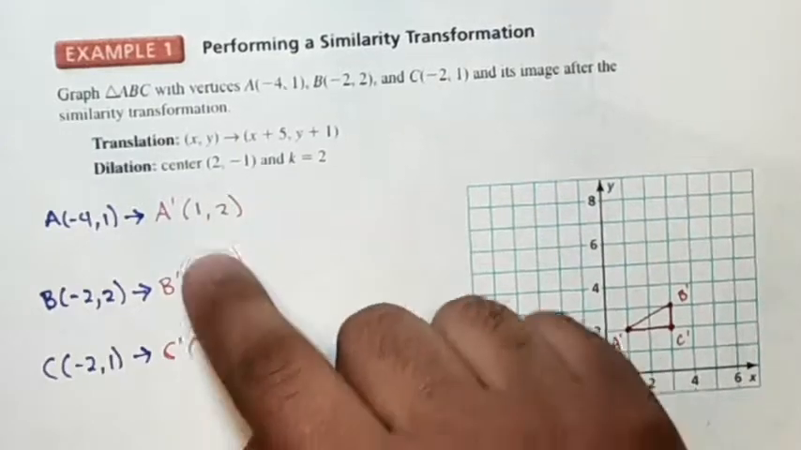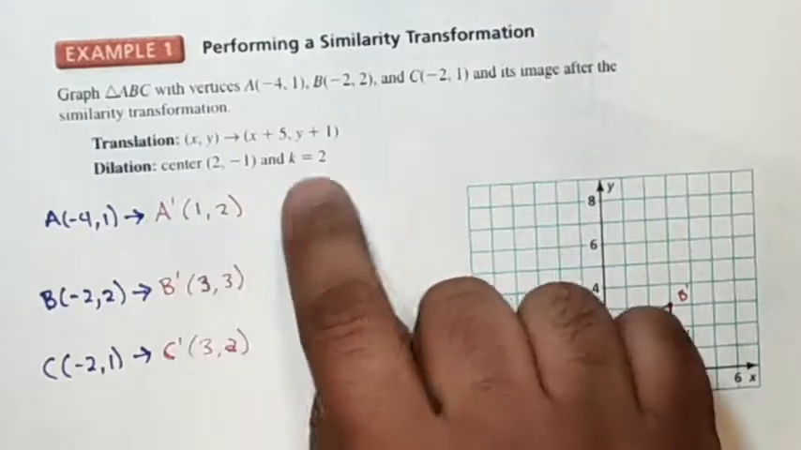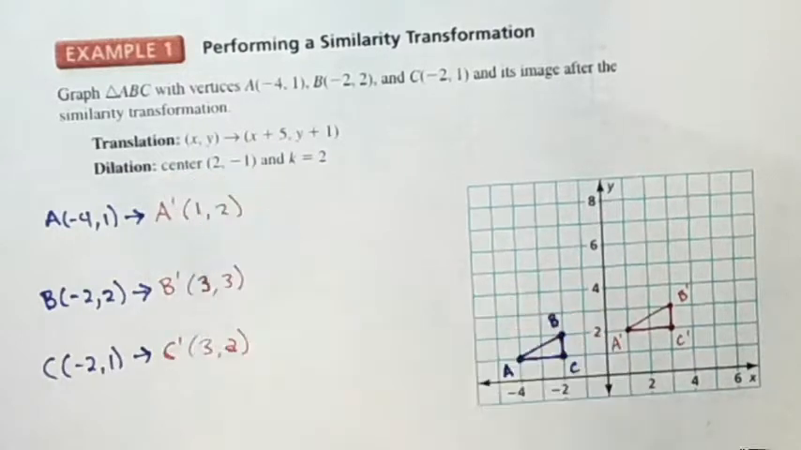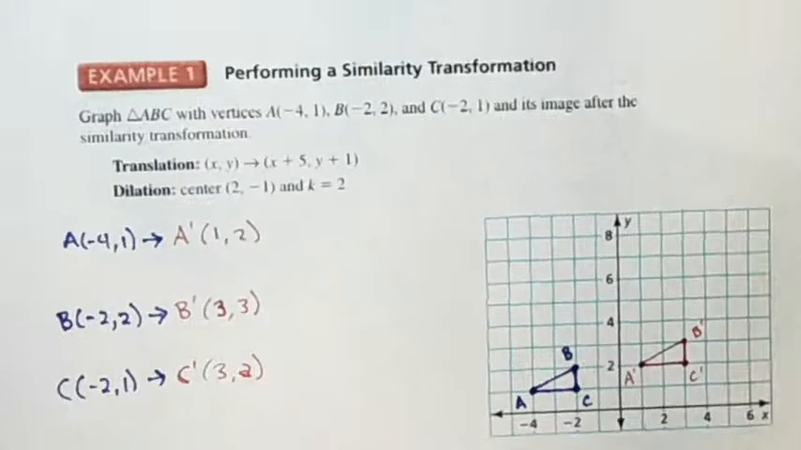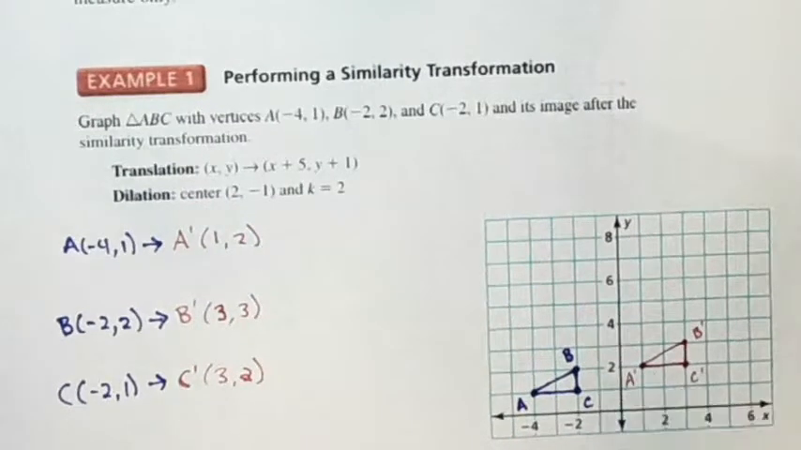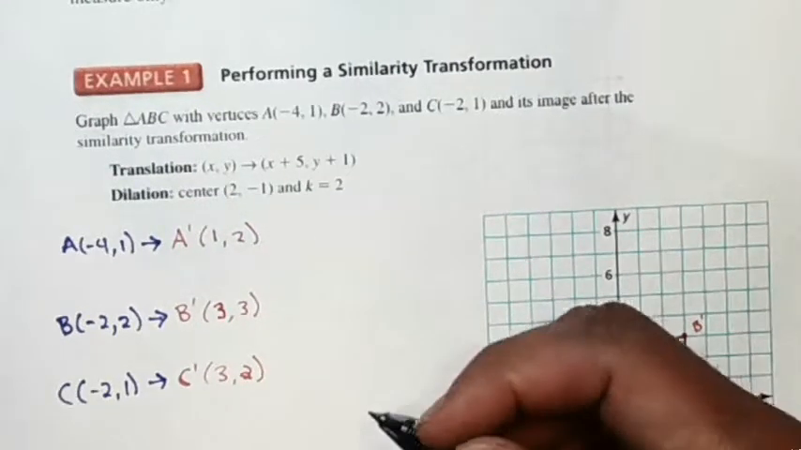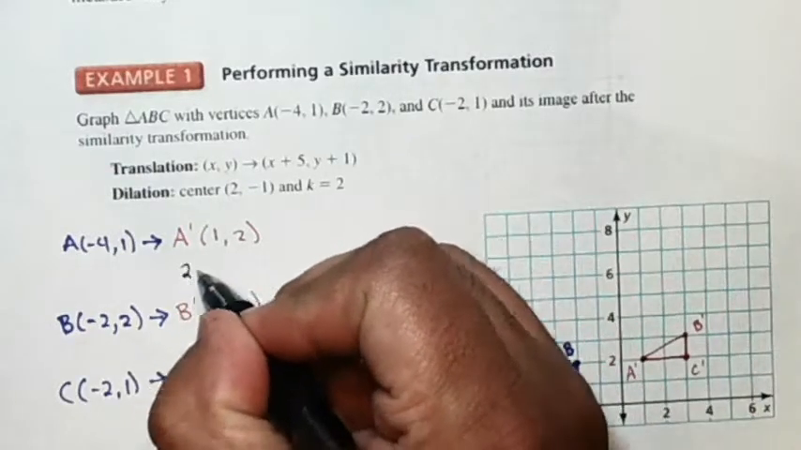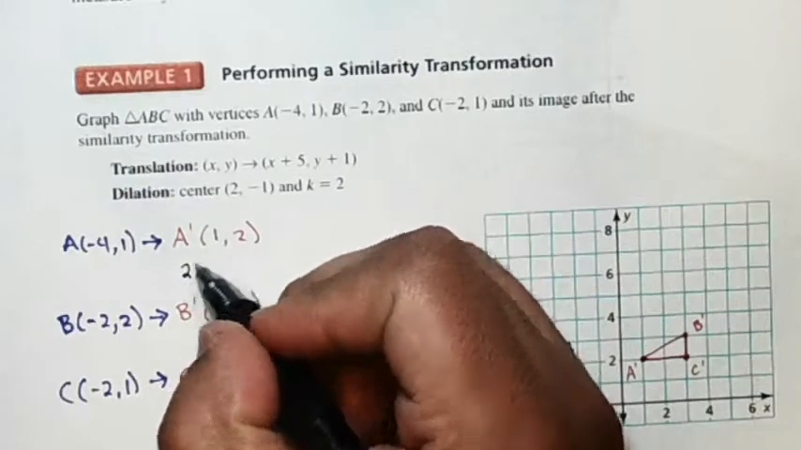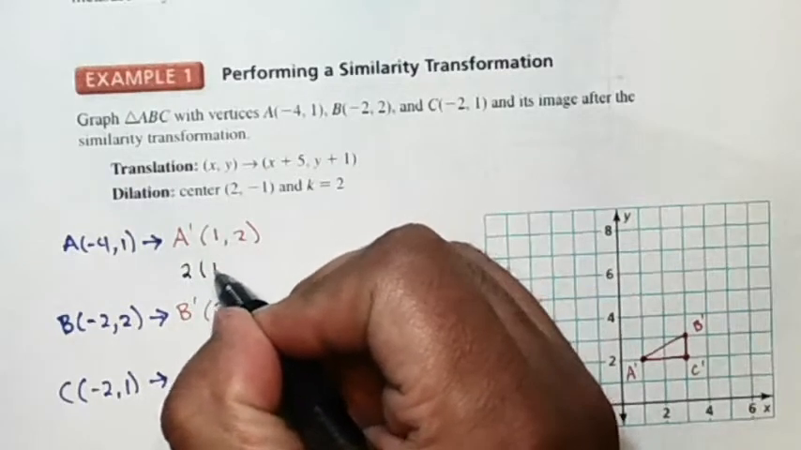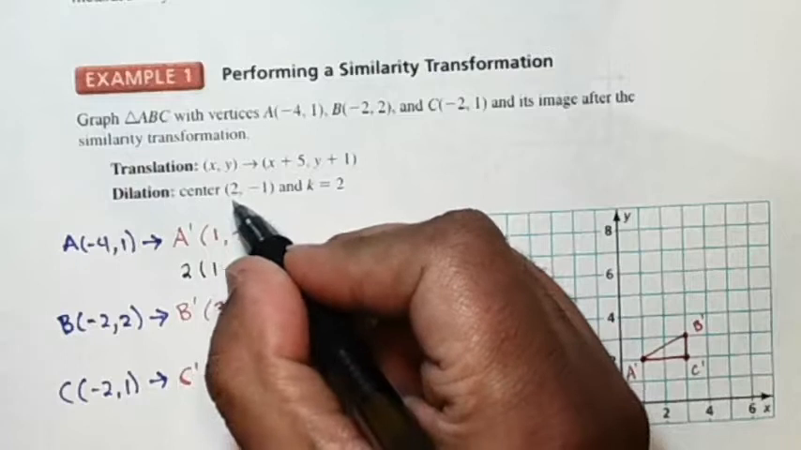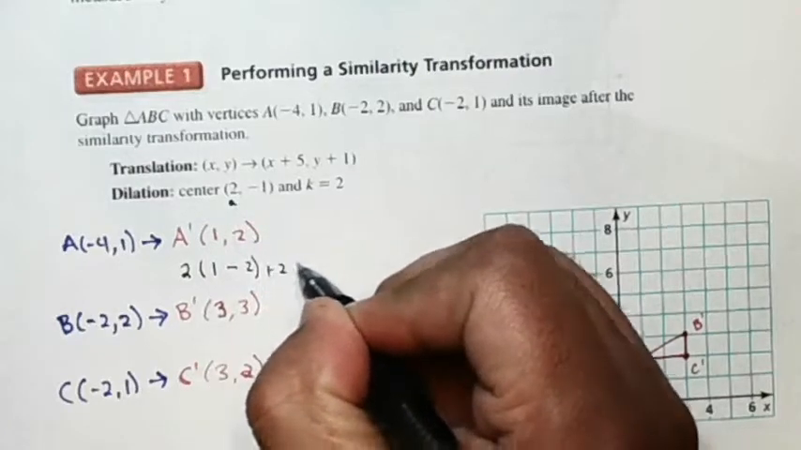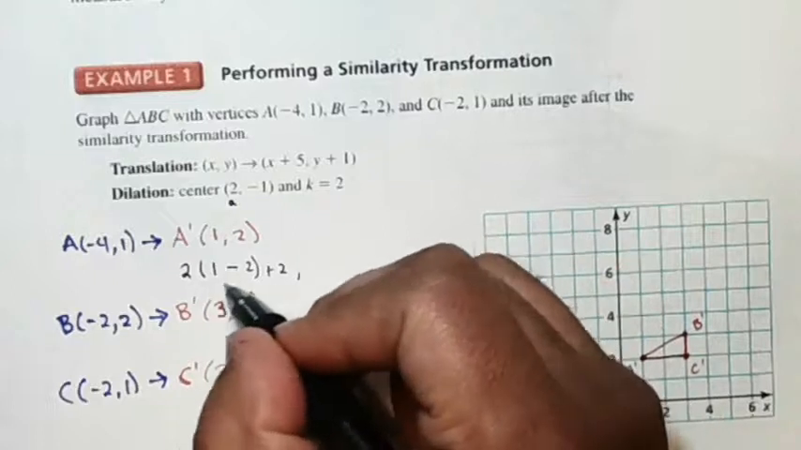So I want to take these coordinates now, and I want to dilate with a scale factor of 2, and I'm going to use (2, -1) as my center of dilation. Using our formula from lesson 4-5 on dilations, I'm going to take my scale factor, which is 2, and multiply that times my x value, which is 1, minus my a, which is 2, plus 2. That's going to give me my new x value.